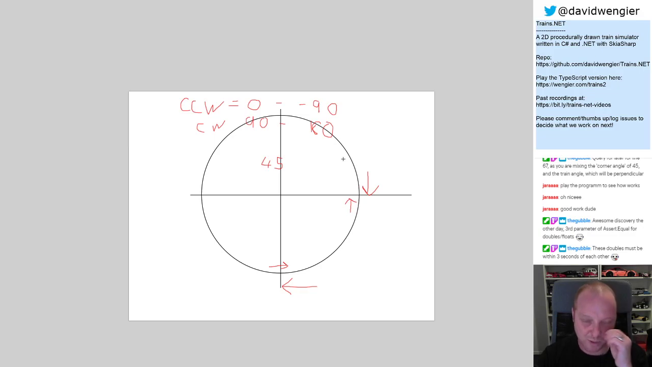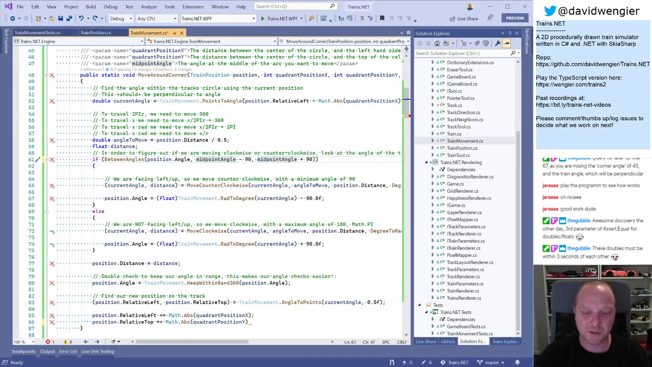But what we need to do is, if the train angle is it just less than and greater than? That seems too easy, because that doesn't match what we had before, but if the train angle is less than the midpoint angle, I think these tests will pass.